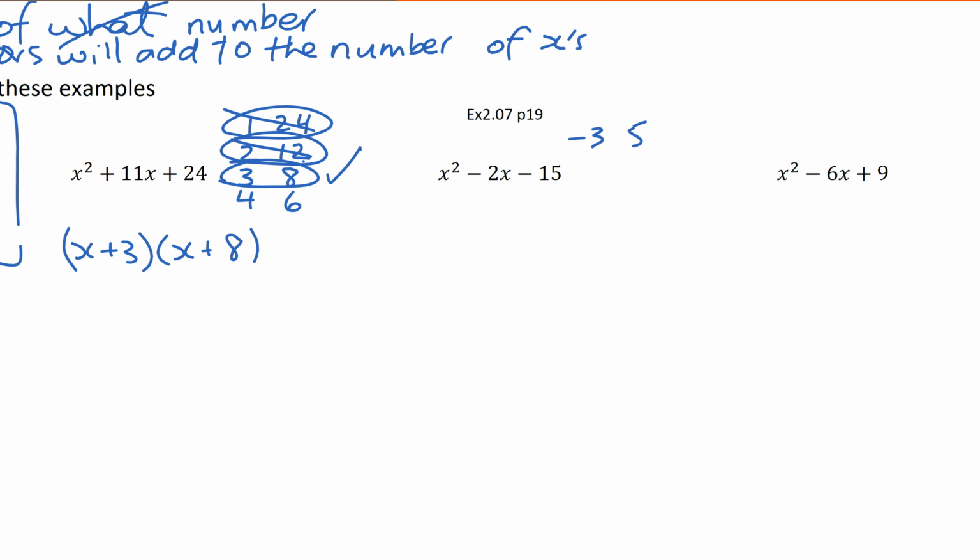What about someone else? Negative 5 and 3. What do those two numbers add to? Negative 2. It's the same pair of numbers, but one's negative and one's positive. Do you know what I'm trying to say there? Think of it as adding: you add negative 5 and 3. It's a little bit easier, I think. So there are my factors: x minus 5, x plus 3.